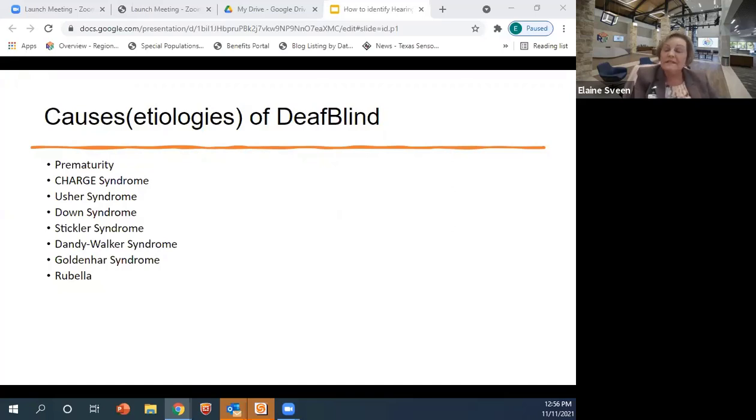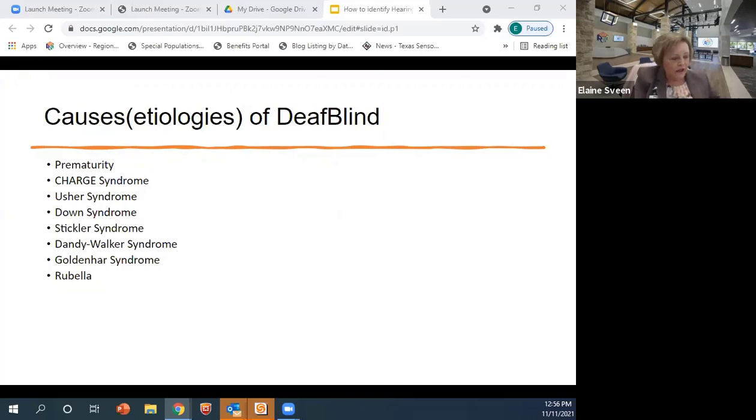Rubella is something that we don't see that often. We occasionally see a child today with rubella, but we're pretty much through with it, immunizations stopped most of that, but occasionally we do see a child with rubella. But if you see any of these conditions, syndromes, these are ones to particularly pay attention to.